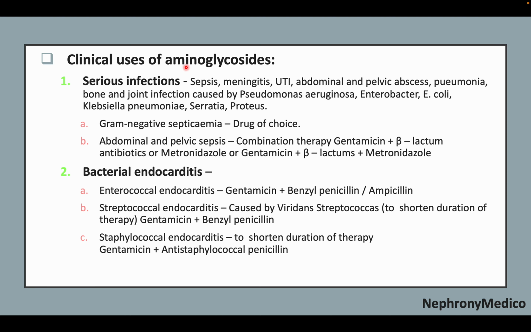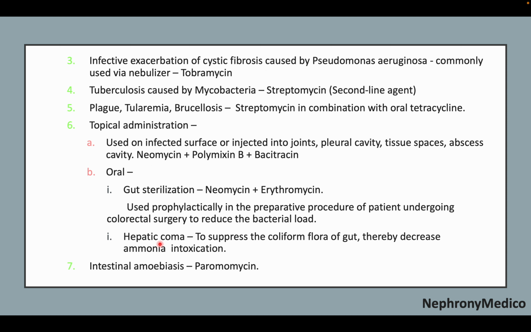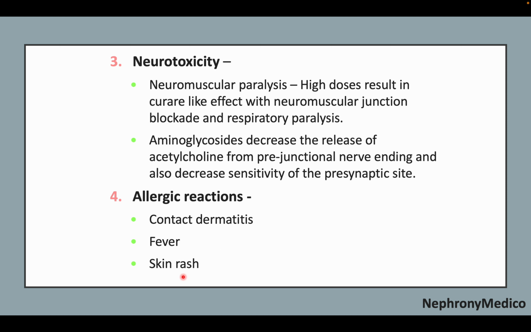Now, clinical uses of the aminoglycosides include serious infections like sepsis, meningitis, UTI, and others. In gram-negative septicemia, abdominal pelvic sepsis, bacterial endocarditis, which may be enterococcal, streptococcal, or staphylococcal, or infective exacerbation of cystic fibrosis, or TB because of mycobacteria, plague, tularemia, brucellosis, or in topical administration, for gut sterilization or hepatic coma, and also in intestinal amoebiasis.